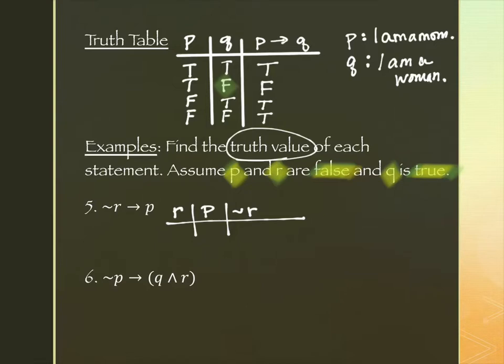Okay, so given the information that I highlighted in the yellow, what is R? False. What is P? False. Okay, so those are given pieces of information. So if R is false, then the negation of R is true. And then our last column in our truth table will be the tilde R implies P, the whole statement that I'm looking at.